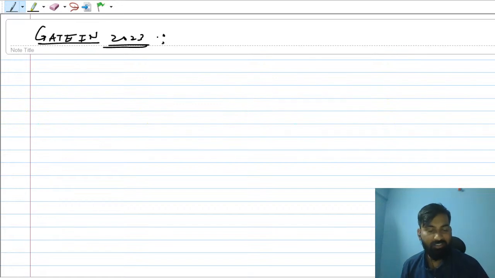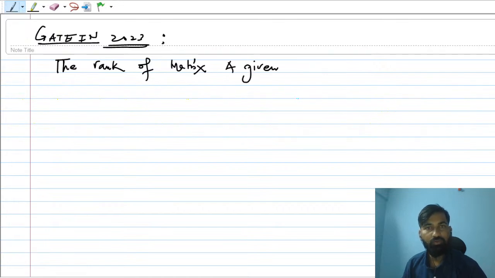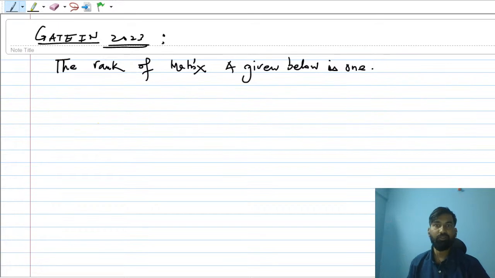The question was: the rank of the matrix A given below is 1. What is the meaning of the rank of the matrix A being 1? The meaning is that the number of pivots is 1. Keep this in mind.